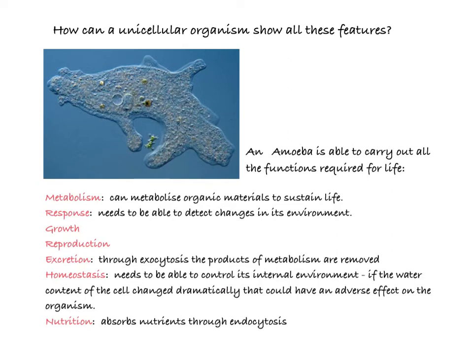So an amoeba can metabolize their organic materials to sustain life. They're able to detect changes in their environment and respond to them. For example, here you can see that they have detected some possibly food and are responding to try and engulf it. Clearly they can grow and they can reproduce. They're able to excrete through exocytosis, and you can see vesicles moving towards the outer surfaces of the cells to be able to do that.